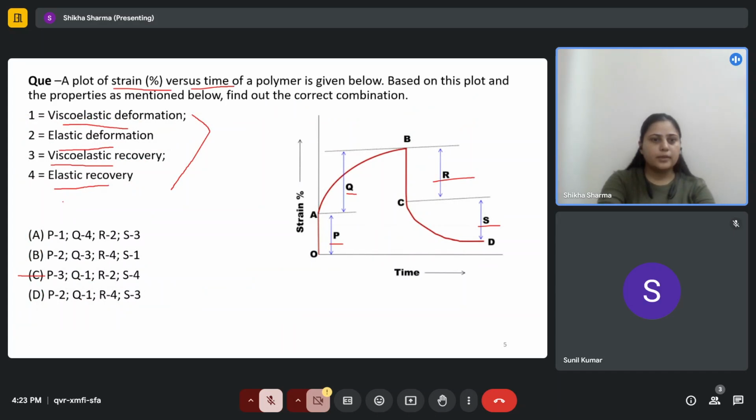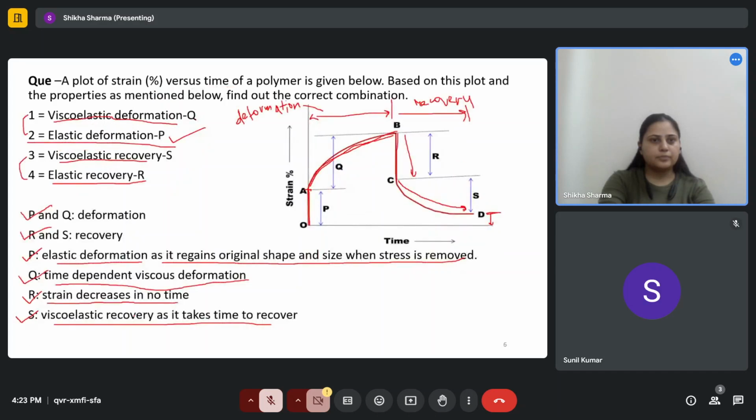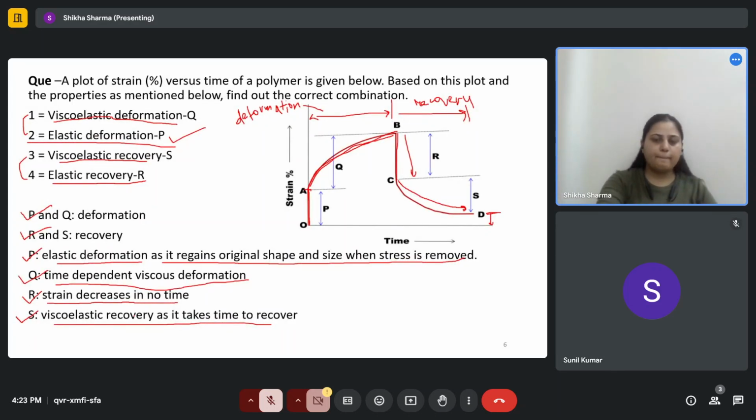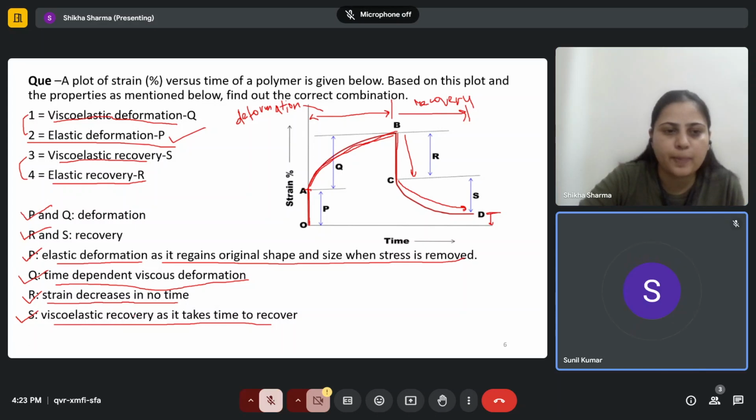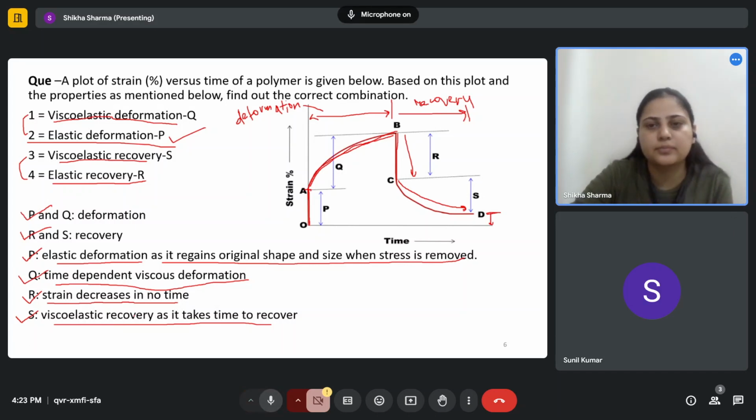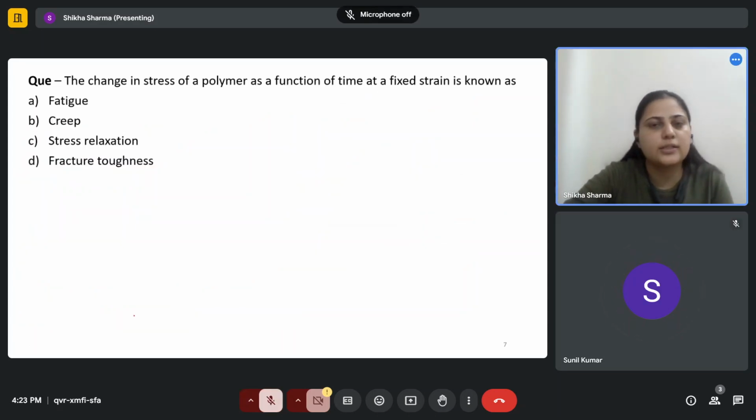I think D option, right? So D option is the correct one. You understood why D option is correct? Why not C? So can we move to the next question? So let's discuss the next question.